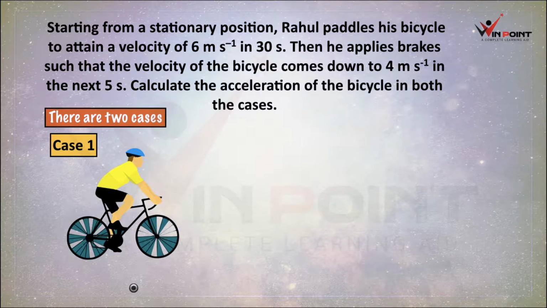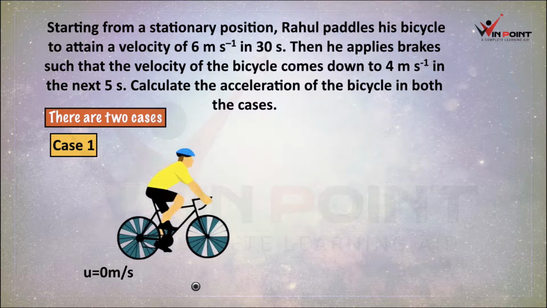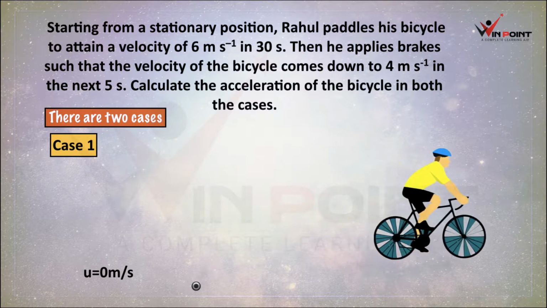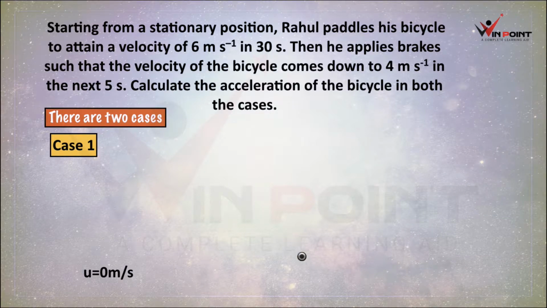This is Rahul and now he is at rest. Initial velocity u is equal to 0 meters per second. Now he is attaining a velocity of 6 meters per second. Then final velocity v will be equal to 6 meters per second. Time duration is 30 seconds. Within 30 seconds he is attaining that velocity.